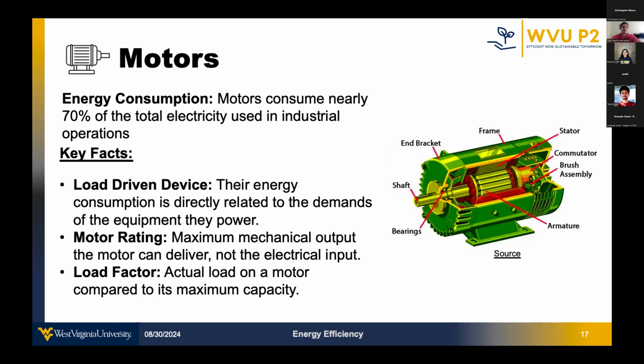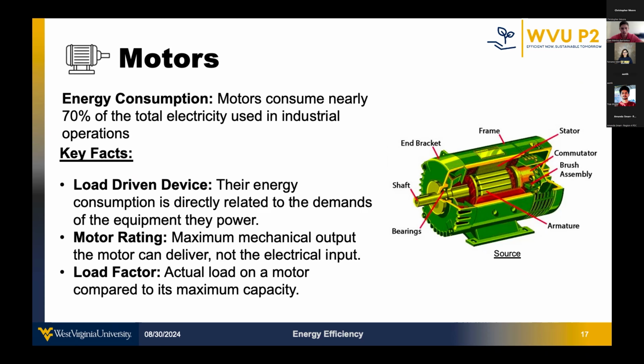Let's talk a little bit about motors and some key facts. Motors are load-driven devices, which means that their energy use is directly tied to the demands of the equipment they power. For example, a motor driving a conveyor belt uses more energy when the belt is fully loaded than when it's running empty, and that means it's a load-driven device.